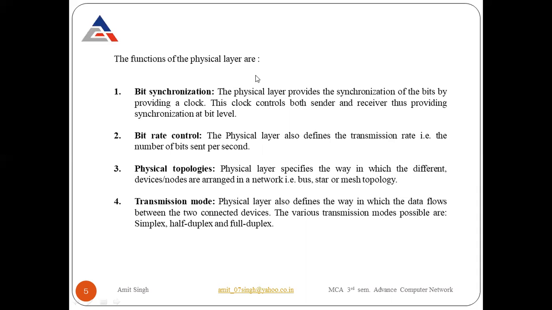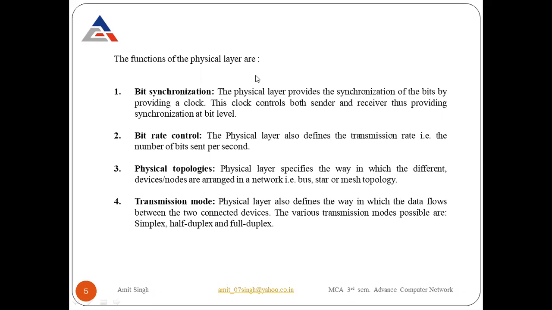The physical layer also defines the transmission rate, that is the number of bits sent per second. Now we can decide it with the help of the clock. I am able to send 1 bit per second. The bit rate is controlled. The total number of seconds is equal to the total number of bits. Suppose I have 25 bits to send. The time required for sending these 25 bits is 25 seconds. This is called bit rate control. Clear?